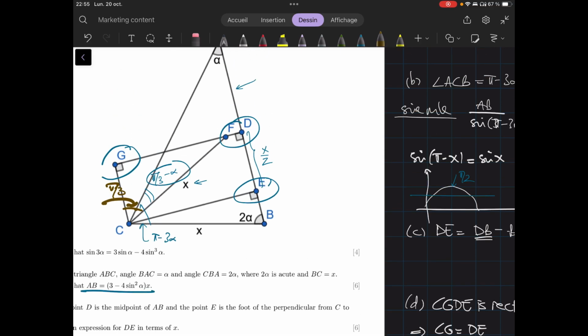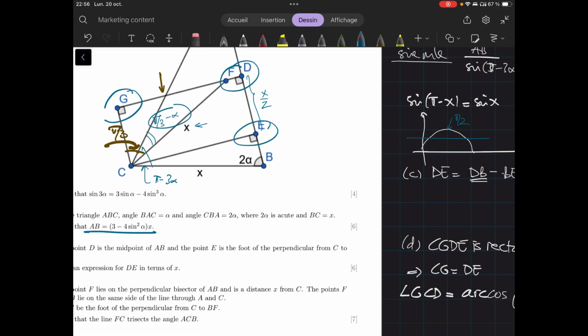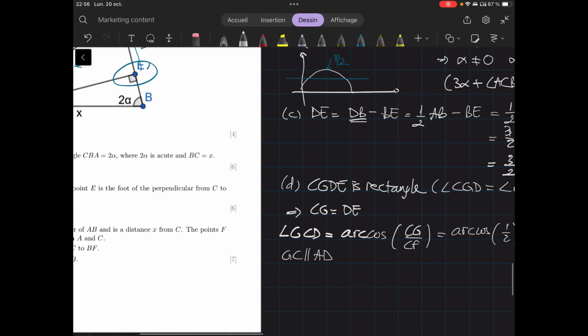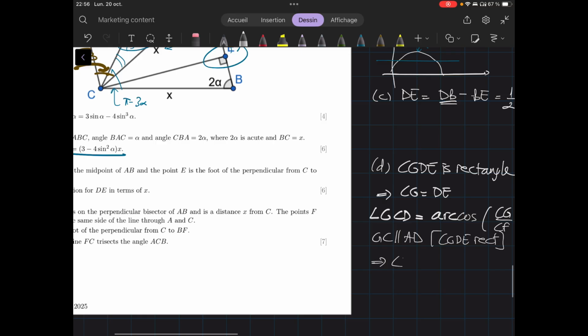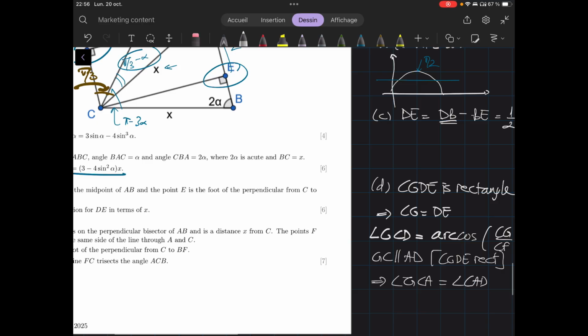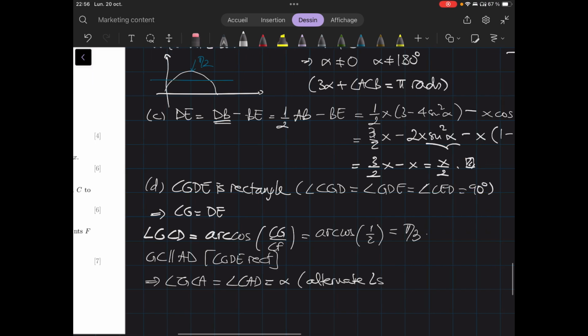What else do we know? This is actually very convenient because all you have to do is notice that since GC and AD are parallel, which is yet another consequence of this being a rectangle, this means that angle GCA is equal to angle CAD and is equal to alpha, as they are alternate angles on parallel lines.